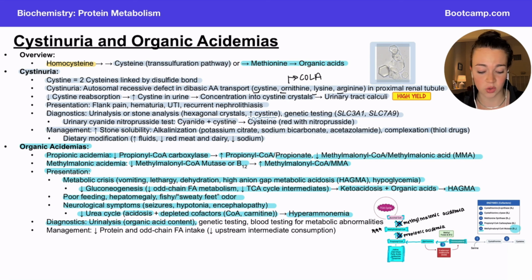Diagnostics here: looking for organic acids in the urine, and which organic acid you're looking for is going to depend on which organic acidemia you have. Other options include genetic testing and blood testing for metabolic abnormalities like the hyperammonemia or the anion gap metabolic acidosis.